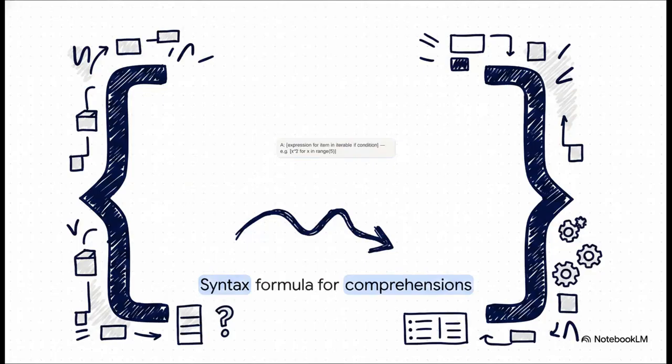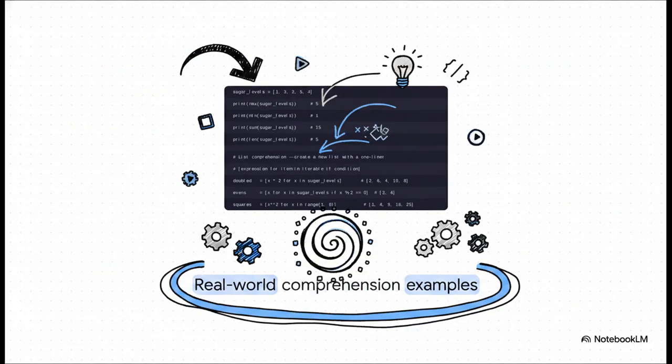Honestly, you can just read this syntax like a normal English sentence from left to right. It's saying, give me this expression for every item in my iterable if a certain condition is met. It basically condenses 3 or 4 lines of code into a highly readable format, all wrapped up nicely in square brackets. So how does this look in real-world code?